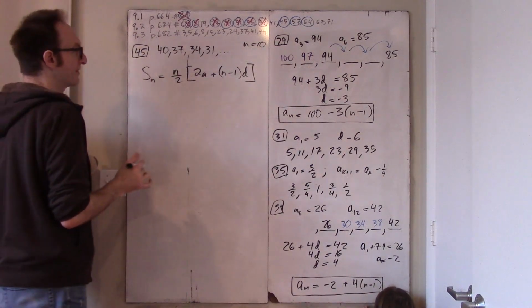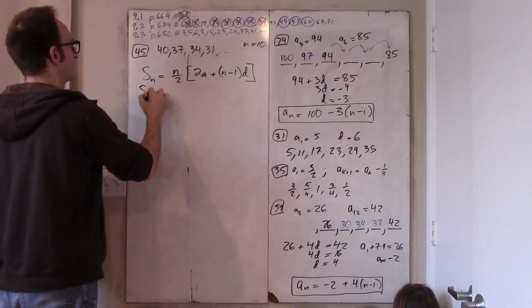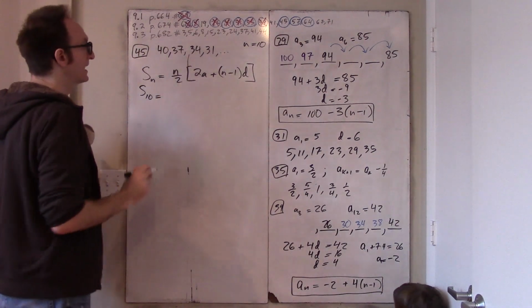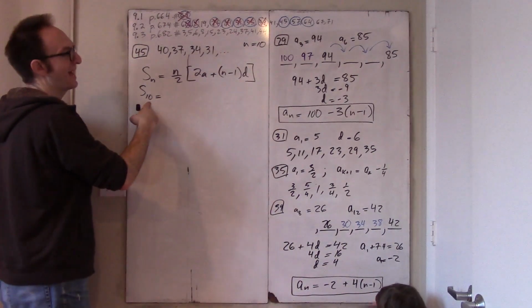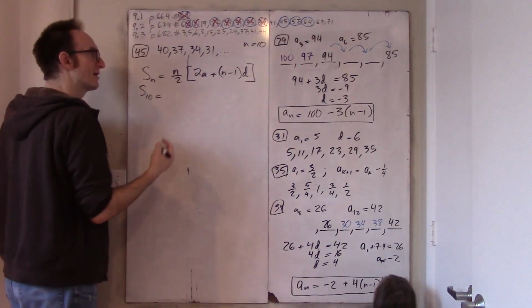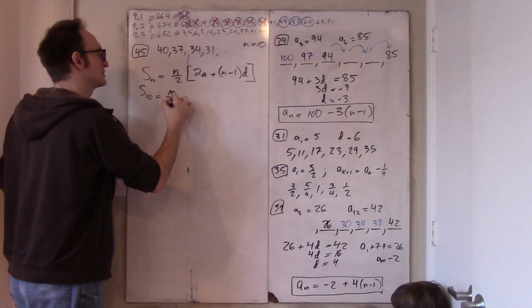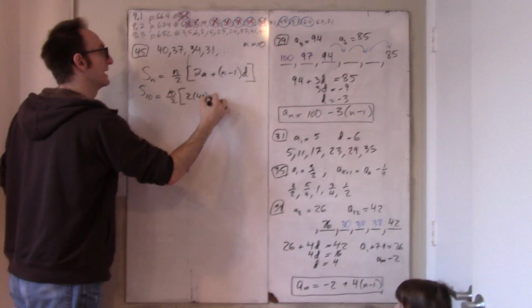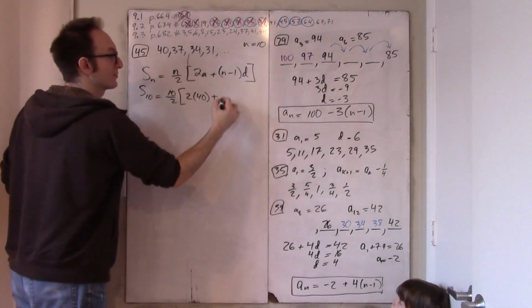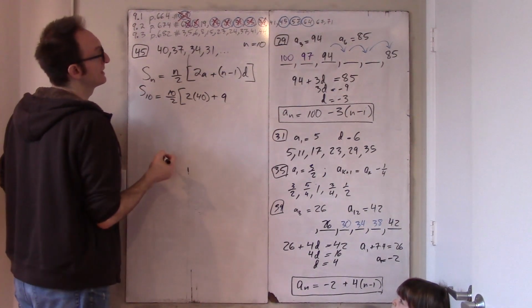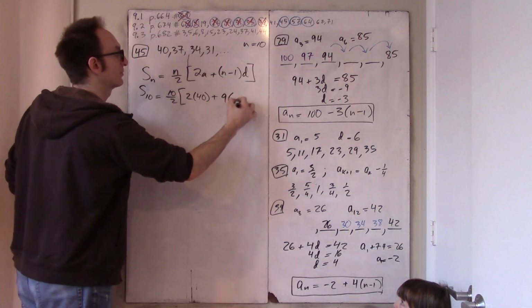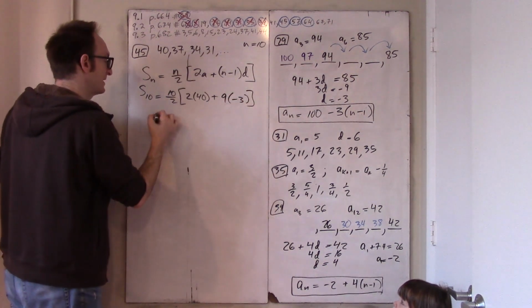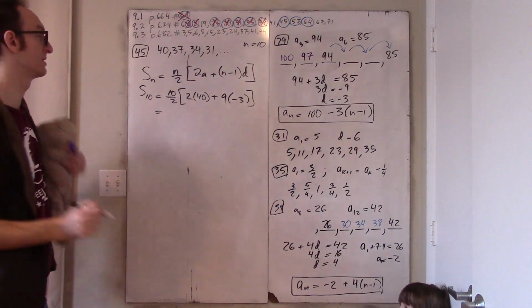If that's what you've got, then this whole thing becomes a simple plug-it-in situation. If I want the sum of the first 10 terms, I just plug in 10 for n. I get 10 over 2 times (2a, which is 40, plus n minus 1, which is 9, times d, which is clearly just negative 3). And whatever that turns out to be is just going to be the answer.